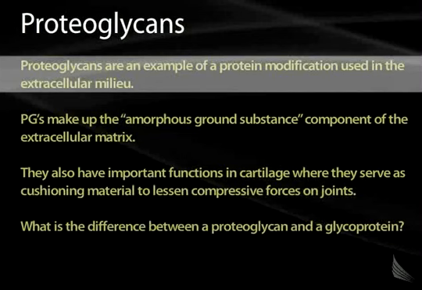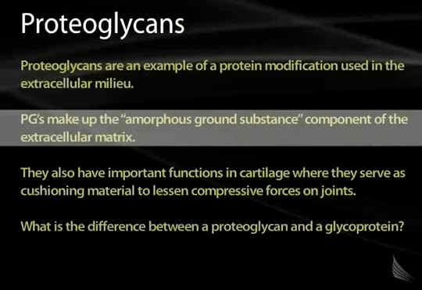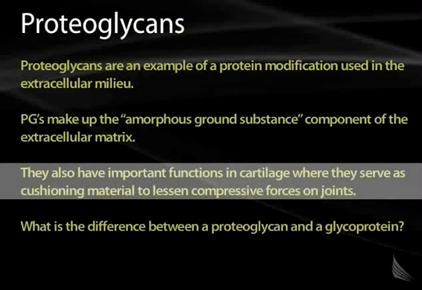Now, these proteoglycans are especially important in the function of the extracellular milieu. The proteoglycans make up the amorphous ground substance component of the extracellular matrix, and they have important functions in particular tissues. For example, in cartilage, where they serve as a cushioning material to lessen compressive forces on the joints. Now you can imagine how that would function.